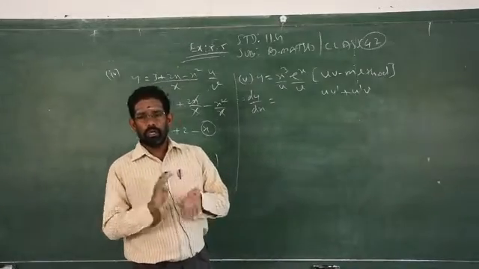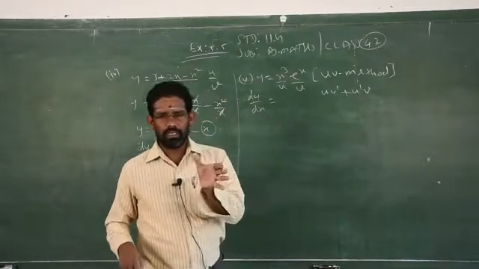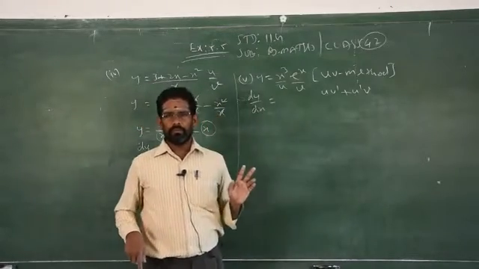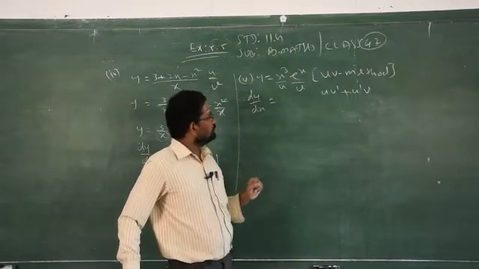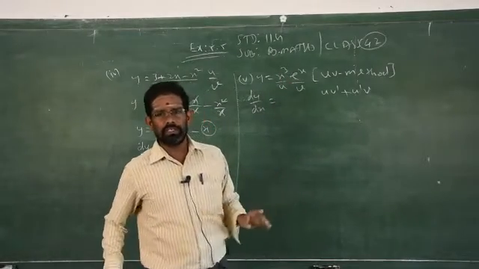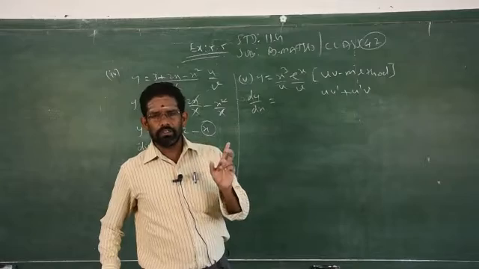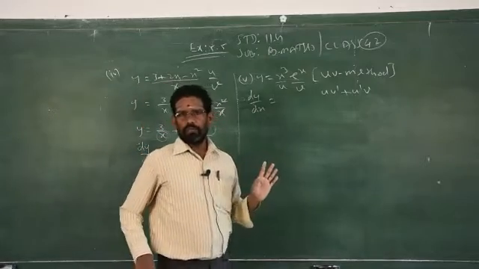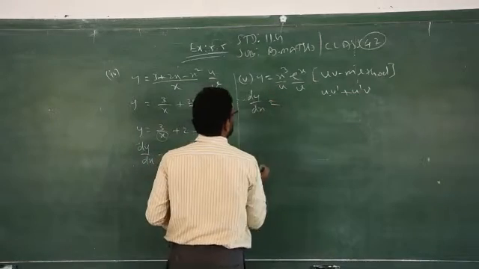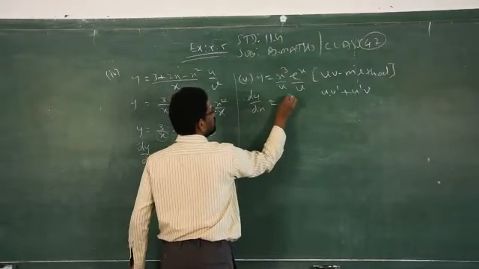Clear? You have to differentiate only one at a time. You cannot differentiate two at a time. Clear? Some of the boys are confused and differentiate both at the same time. That is not allowed. You have to differentiate any one out of these two factors, then differentiate the remaining one in the next step. So according to this formula, I keep the first term as it is.